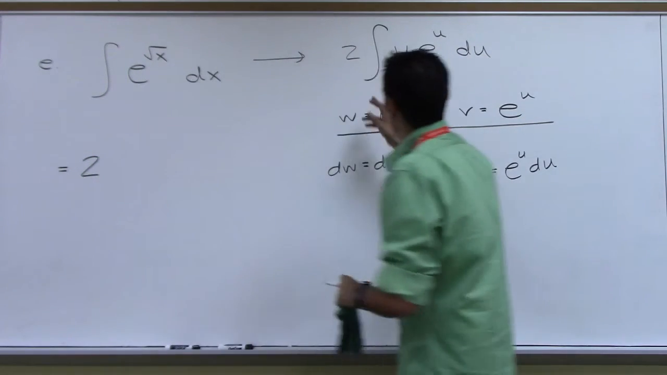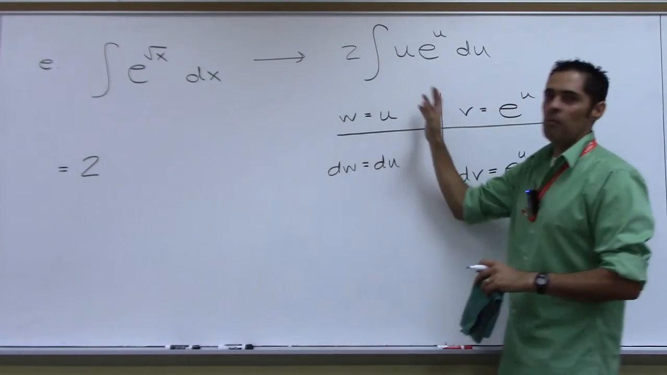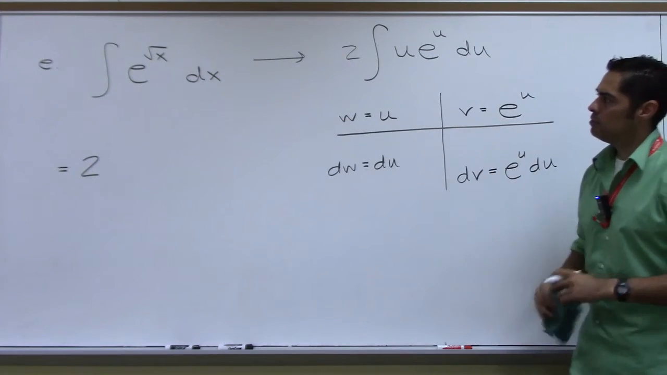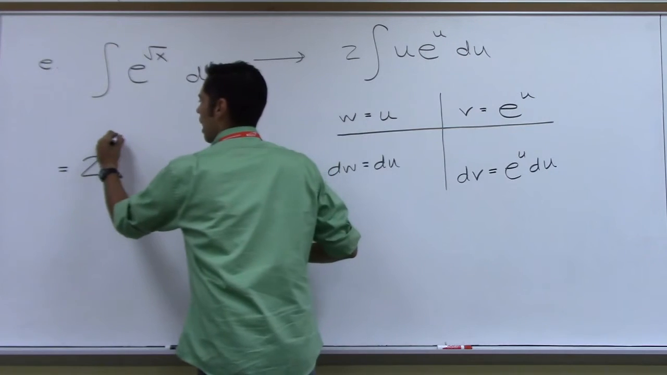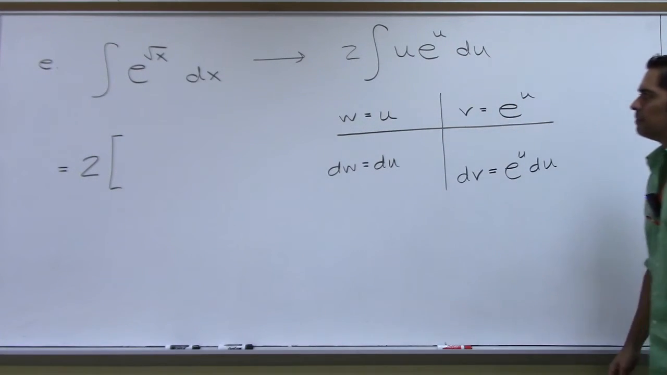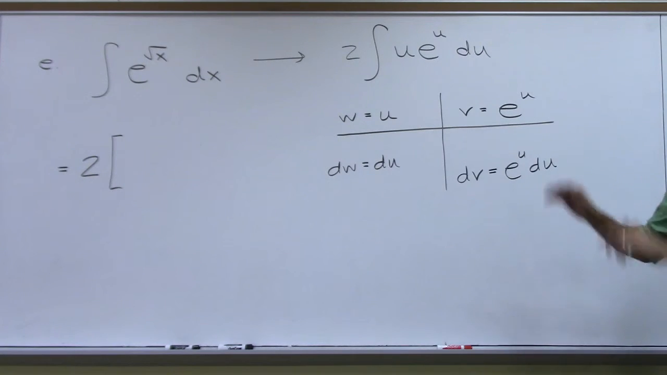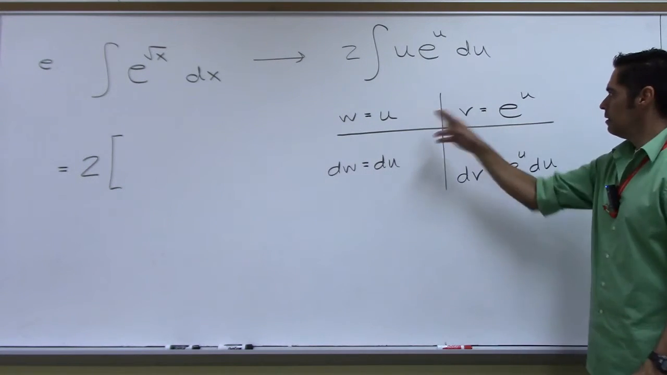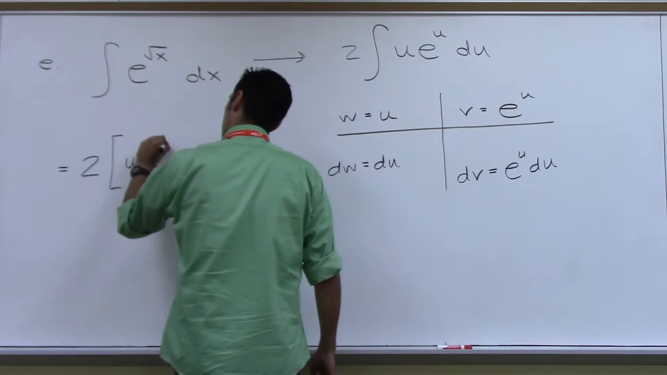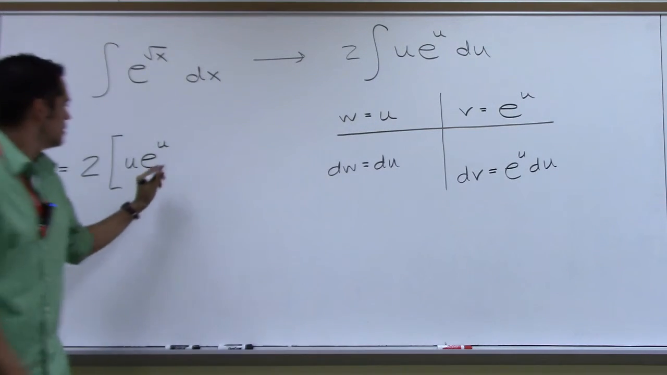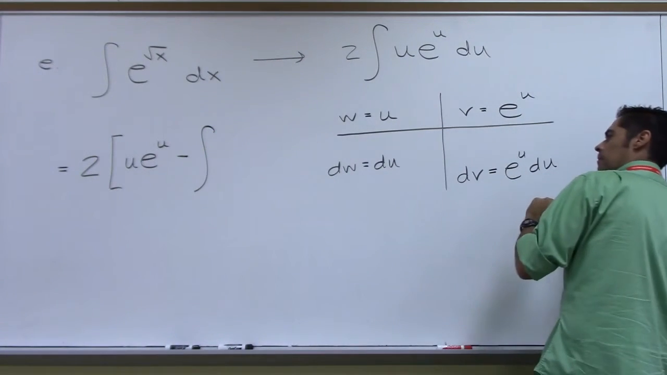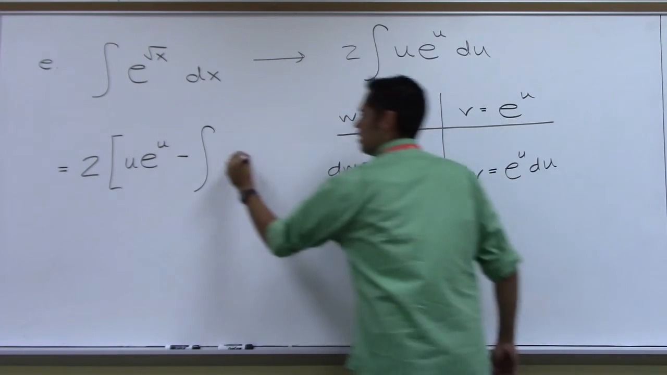All right, so the 2 here, right? And then I want to use integration by parts using this table. So there's the 2. I'll even put it in brackets for you. Give me the, we can't say ultraviolet anymore, right? So it's going to be u, e to the u. Minus the integral of e to the u du.